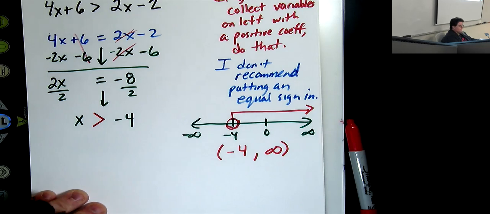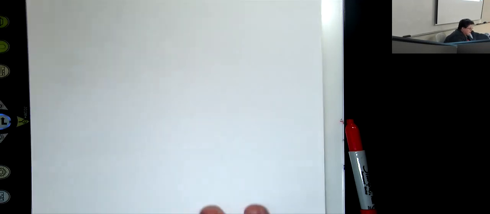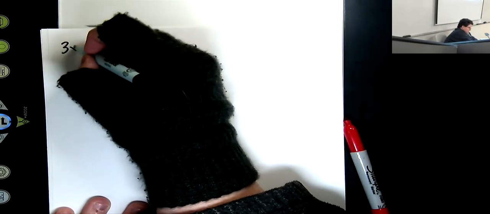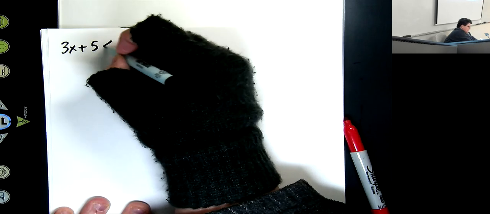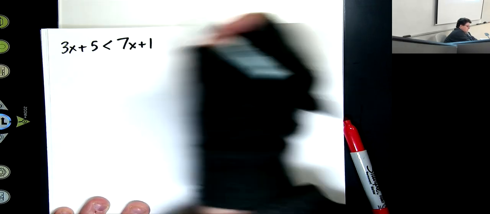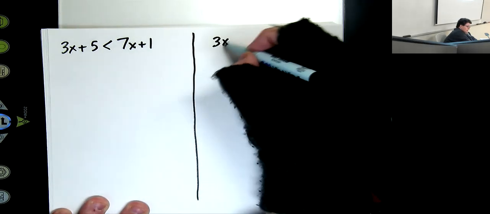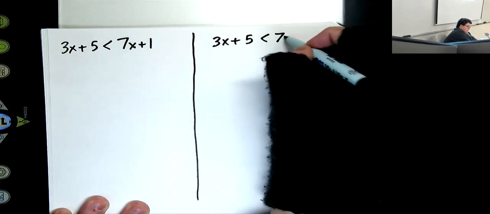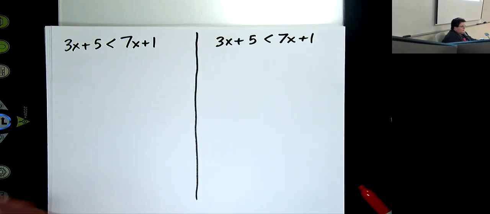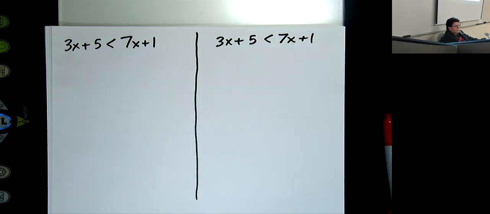You guys ready for the next one? Next one. 3x plus 5 is less than 7x plus 1. I'm going to do this 2 different ways. How you choose to do it is up to you, but I want to show you both so you can make an educated choice.